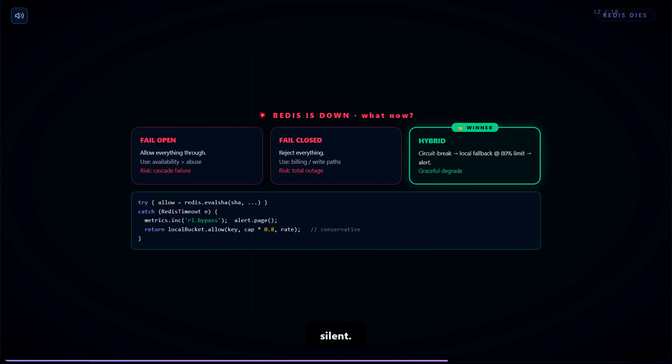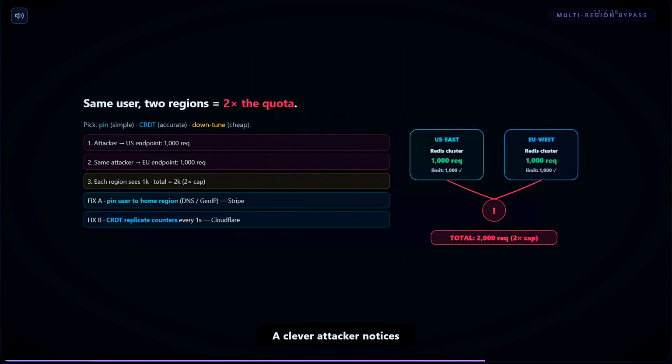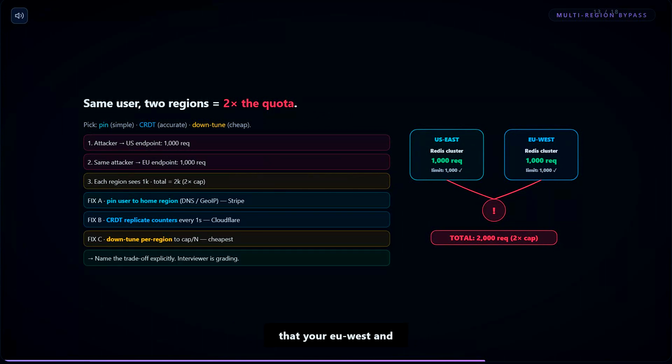Disaster 2. Multi-region bypass. A clever attacker notices that your EU West and US East Redis clusters are independent. They send 100 requests per second to each region, they get 200 per second total, double their limit. 3 answers, from cheapest to most correct. 1. Pin a user to a region via consistent hashing at the global load balancer. Cheap, but a single regional outage shifts traffic. 2. Replicate counts globally with a conflict-free replicated data type, or an eventual log.